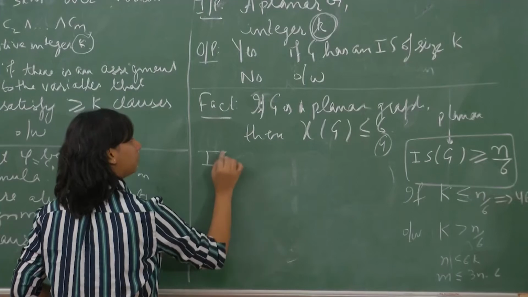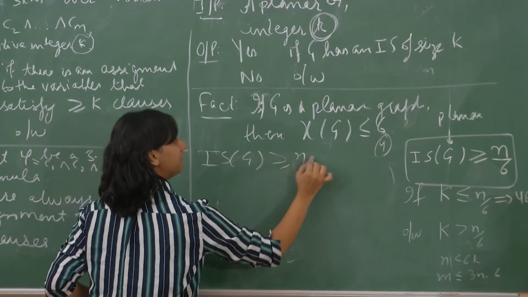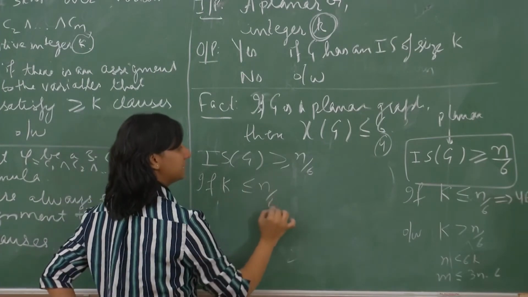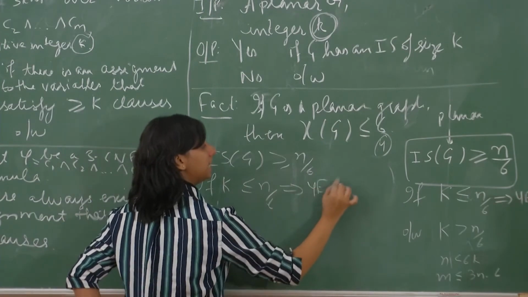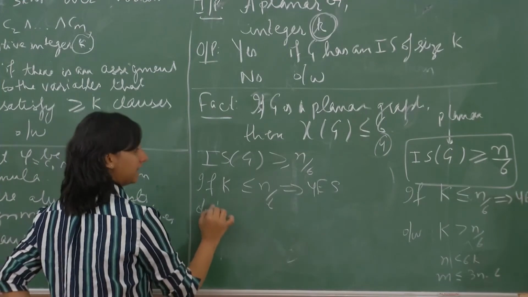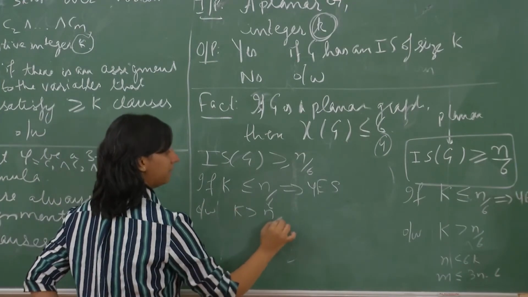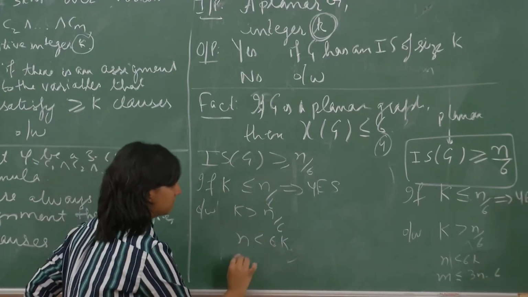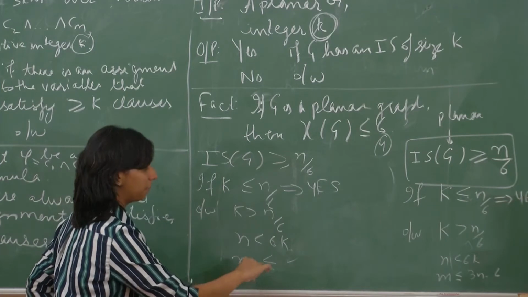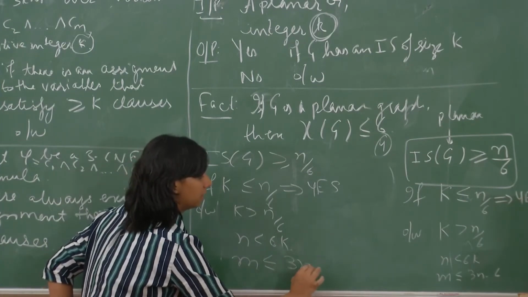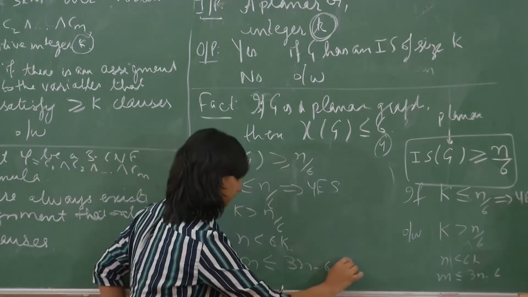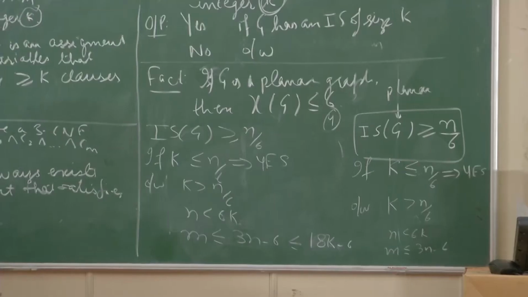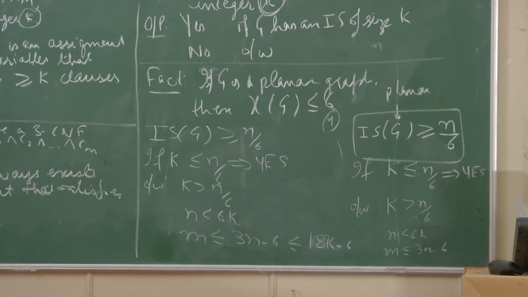So what we had was that the independent set of the graph is at least n by 6. From there we said that if k was at most n by 6, then say yes. Otherwise, k is greater than n by 6, that means n is at most 6k. And in planar graphs, the number of edges m is always at most 3n minus 6. So this gives us a bound on the number of edges also. So again, this is a trivial kernel. We don't really have to do anything.